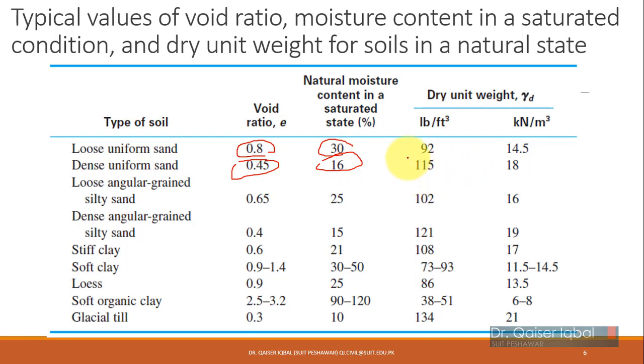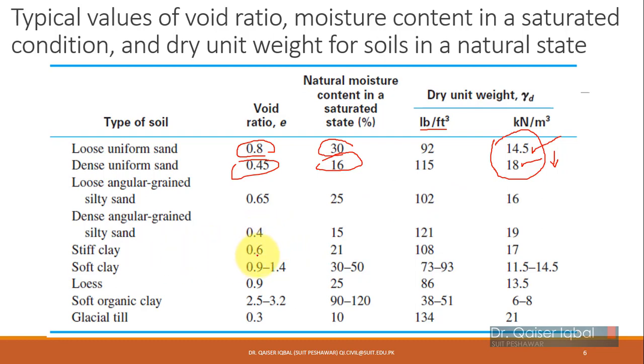Similarly, you can see the dry unit weights in terms of pounds per cubic feet if you are using the FPS system, and also in the MKS or SI system. If the sand is compacted, then the dry unit weight will be higher, and if it is in loose form, the unit weight will be lesser. So you will have higher unit weight for denser sands or for denser soils in common. Similarly, loose angular grained silty sand and dense angular grained silty sand, you can see over here. For that, more or less your void ratio and bulk unit weight remain constant.